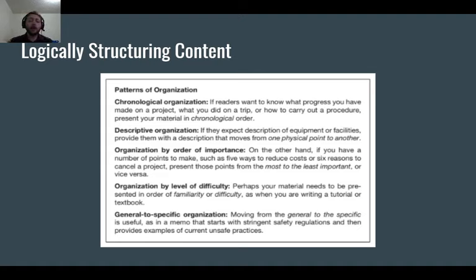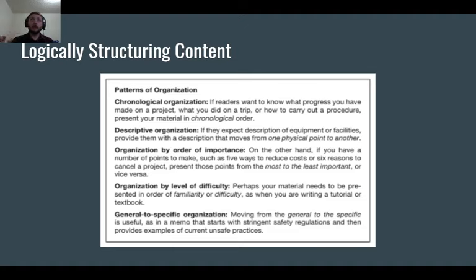Lastly, general to specific organization. So moving from the general to the specific is useful as in a memo that starts with stringent safety regulations and then provides examples of current unsafe practices. So yeah, that in itself is a good example.